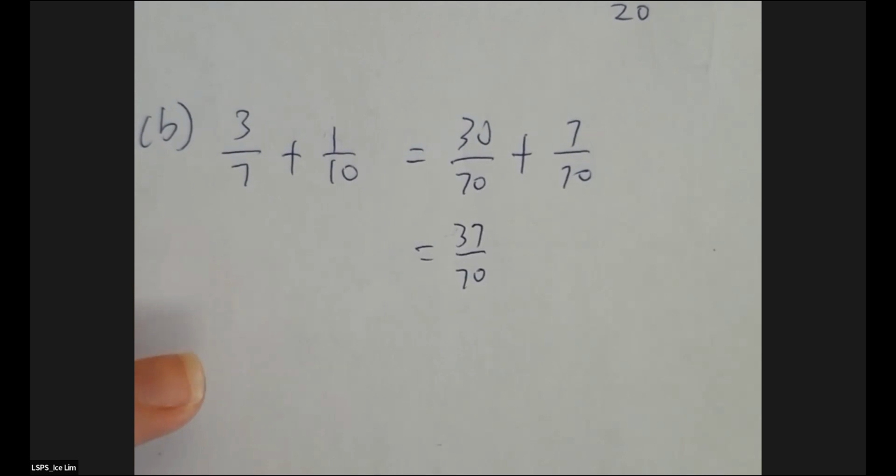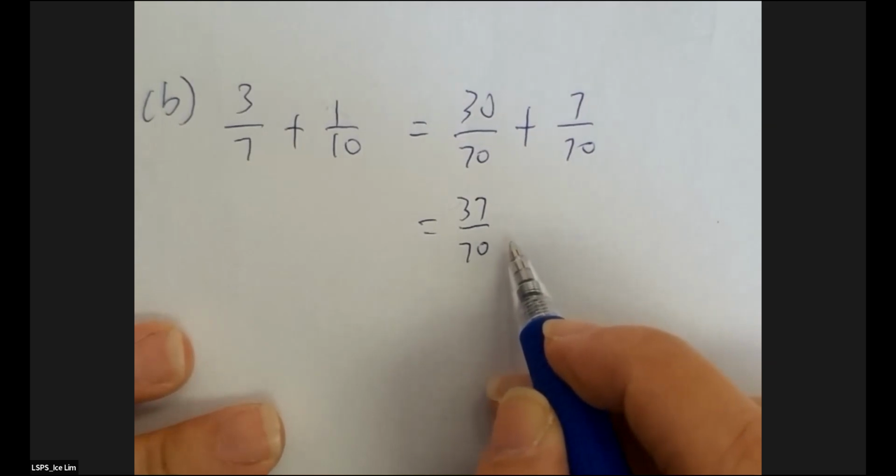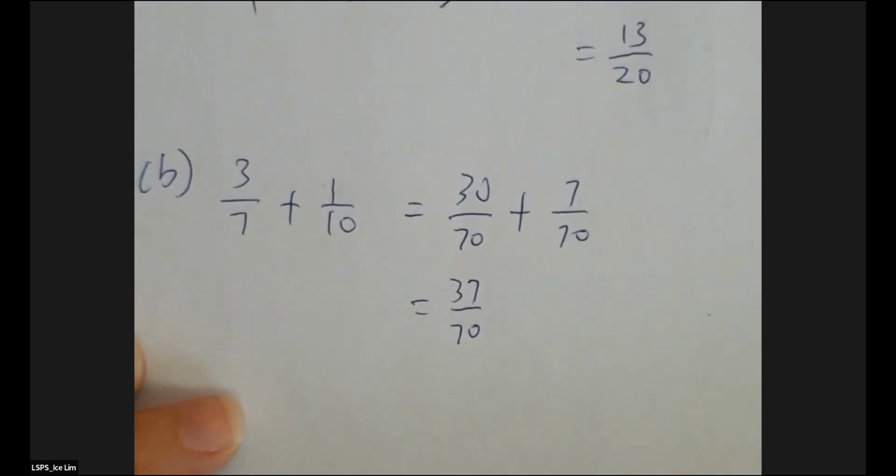Okay. So far, so good. Is it in simplest form? It's not in simplest form. Can I divide it further? It is, right? Is it simplest already?